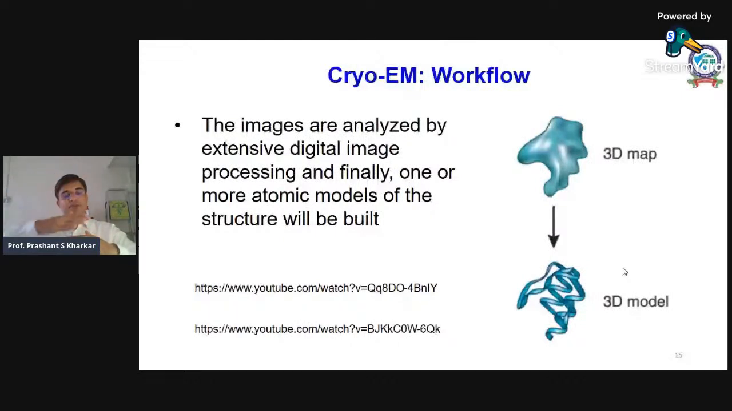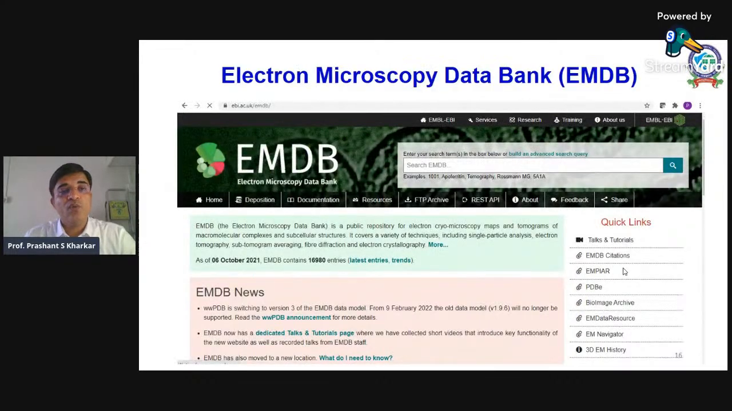electron gun takes the picture, hundreds of thousands of these molecules are trapped in the orientation in which they existed when the plunge freezing or vitrification is done. And then the next part is image processing, and then eventually you come up with these very, very interesting pictures.